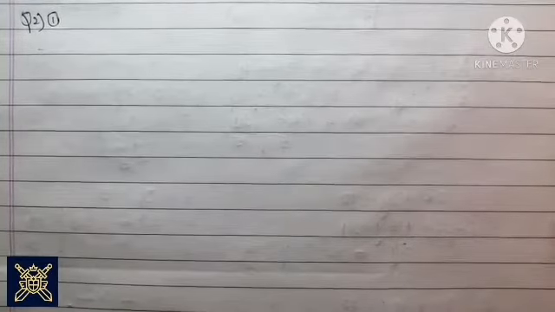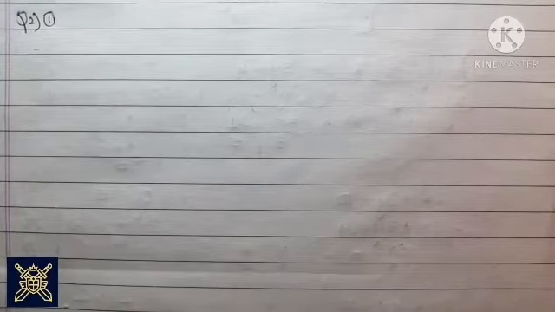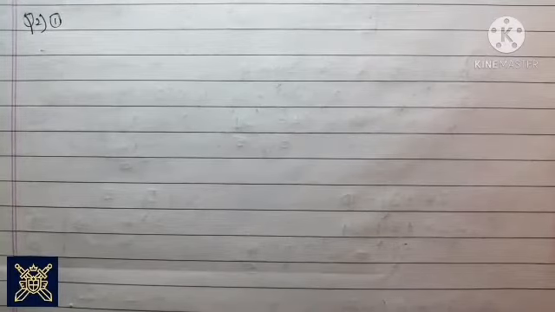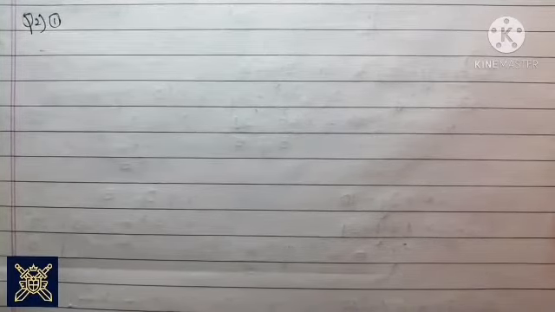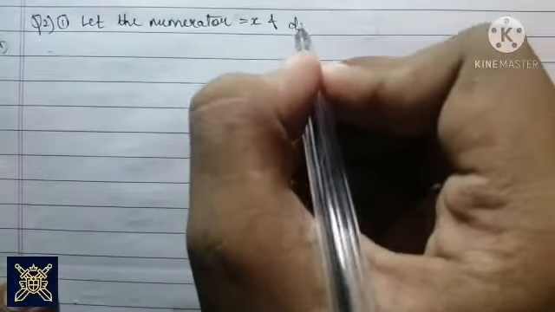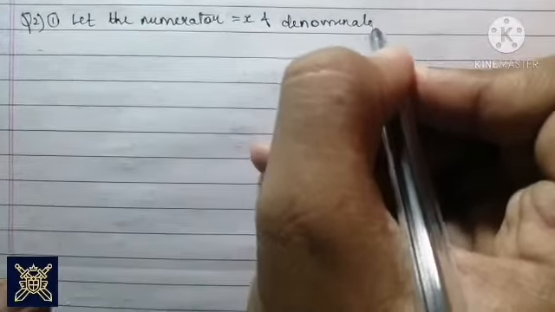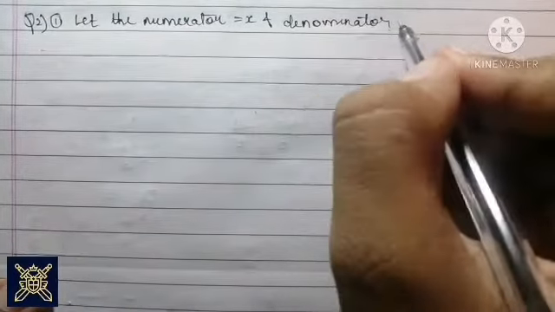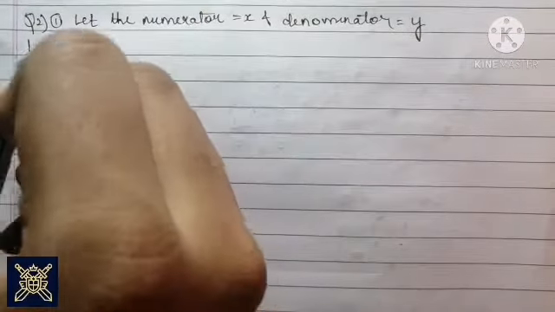So in the first part, we are given that if we add 1 to the numerator and subtract 1 from the denominator, a fraction reduces to 1. It becomes 1 by 2 if we add only 1 to the denominator, then find the fraction. In such questions, as we know, we just assume the variables in the starting. So let the numerator be equal to x and the denominator be equal to y.